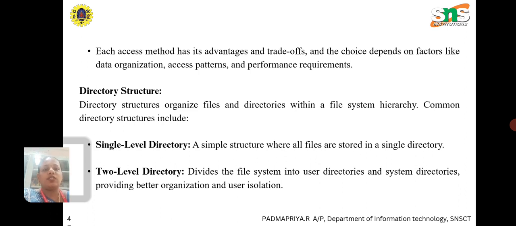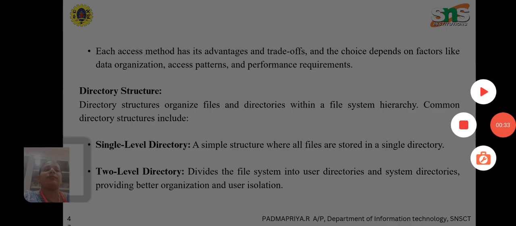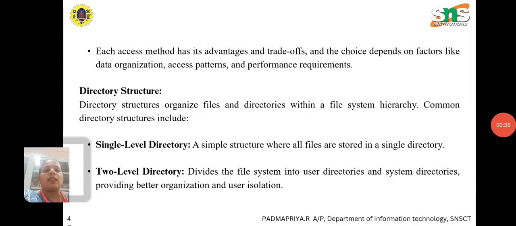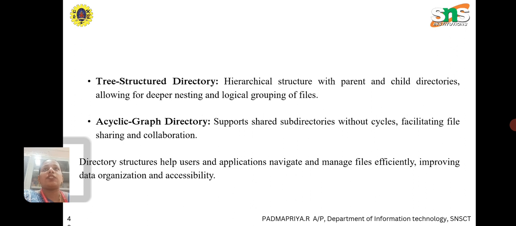Common directory structures include single level directory, a simple structure where all files are stored in a single directory. Two-level directory divides the file system into user directories and system directories, providing better organization and user isolation. Tree structure directory, a hierarchical structure with parent and child directories, allowing for deeper nesting and logical grouping of files.